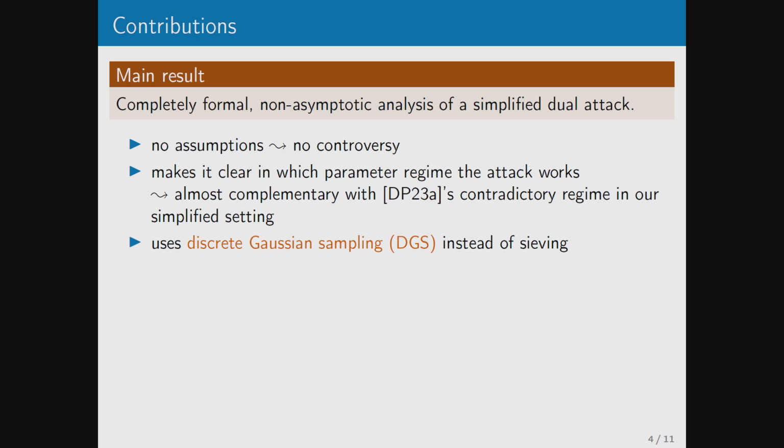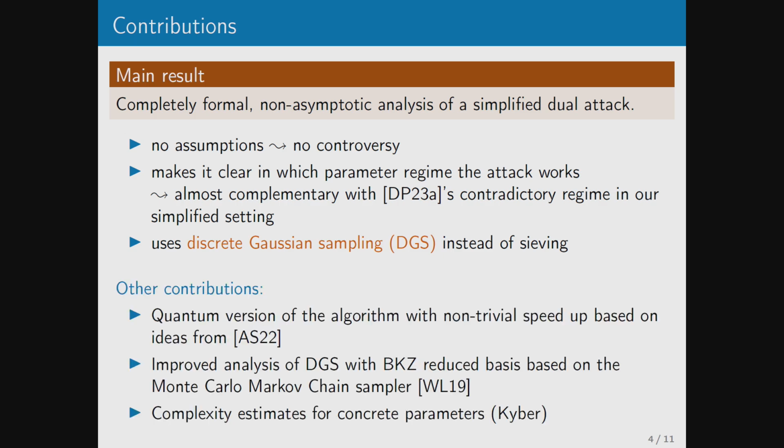And how do we sidestep the whole thing? Well, we go back to using discrete Gaussian sampling instead of sieving in order to produce short vectors. And I'll explain why and how we do that.